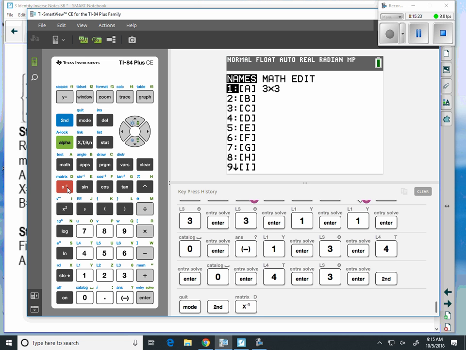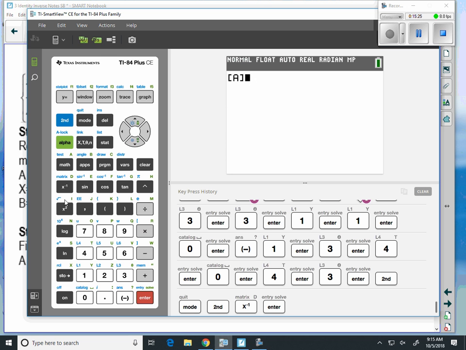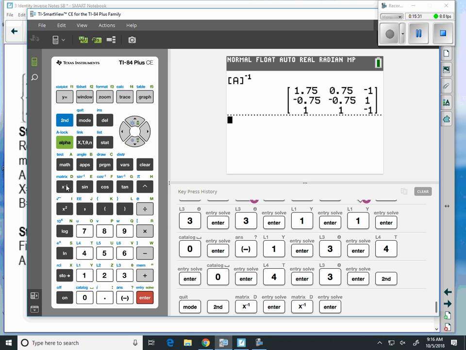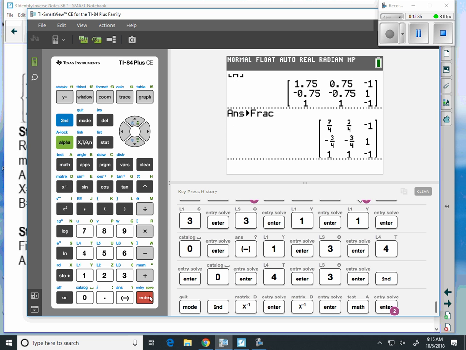Put in your matrix to the negative first. It's that fourth button on the left-hand side if you're on a TI 83 or 84. And you can press enter. Math enter will give you the fractions. So go ahead and write down A to the negative first. Go ahead and write that down. This will be the next line on your notes.